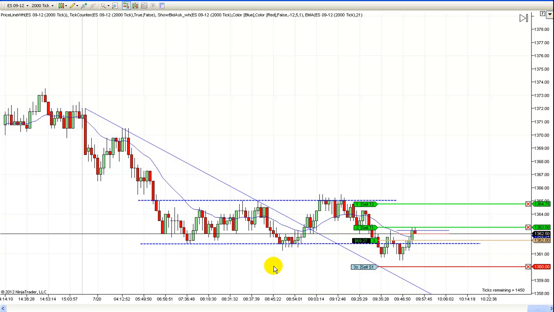We're bouncing off our order a couple of different times there. Come on, buyers. Don't turn down yet. They may come back and test this area again.